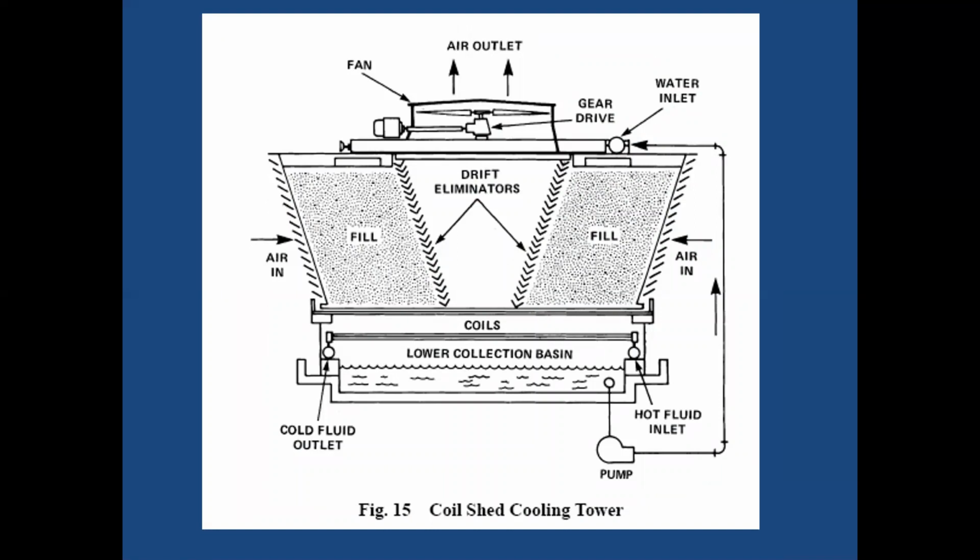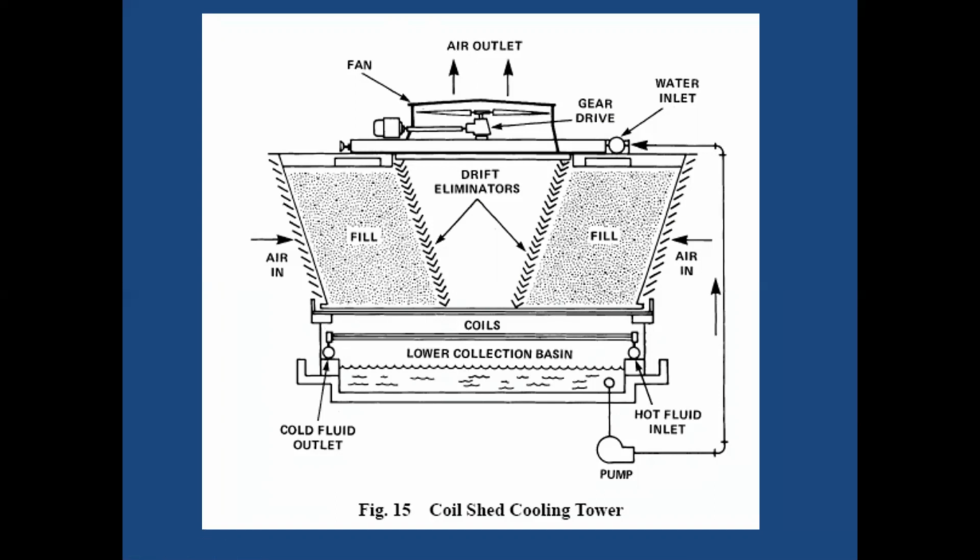Then this is another type of indirect contact type. This is a coil shed type. Again, this is the coil. You can see only one section of the coil, but if you see from the top view, you can see the branches of the coil. On the coil, the water is sprinkled. Then the water falls on these coils, which are made up of different branches of pipes.